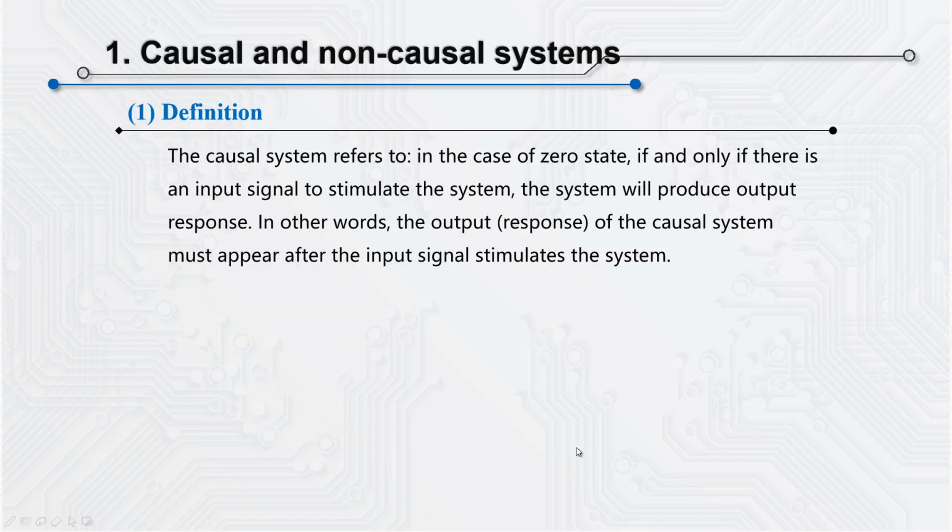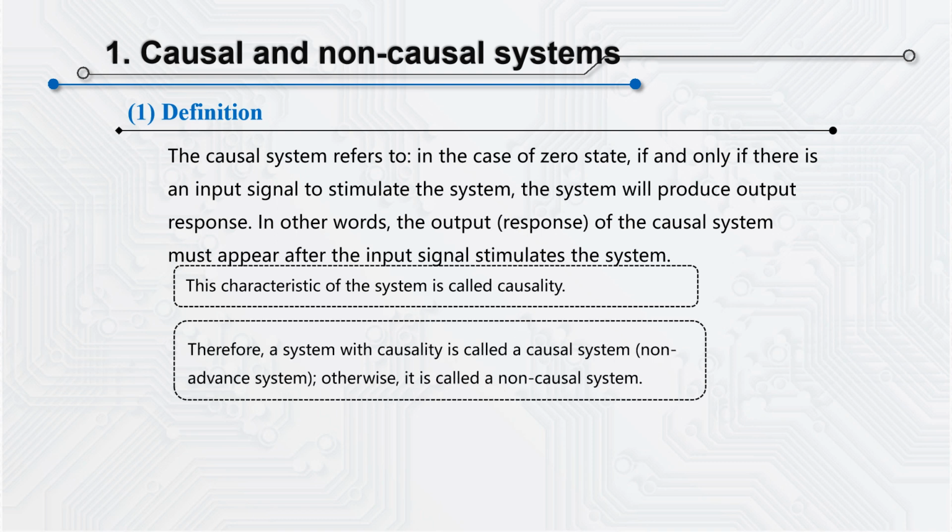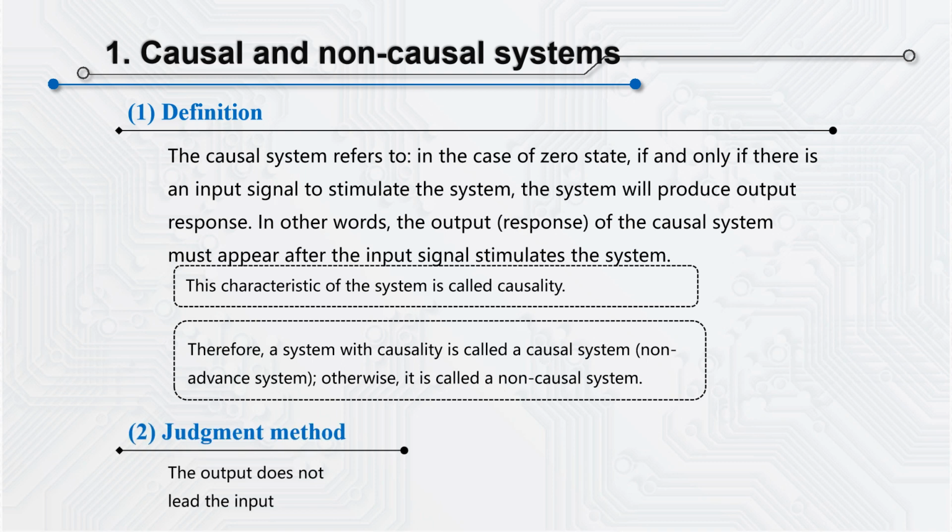First, let's look at the definition of causal and non-causal systems. A causal system refers to a system that, in the zero state, will produce an output response if and only if there is an input signal to stimulate the system. In other words, the output of a causal system must appear after the input signal stimulates the system. This characteristic of the system is called causality. Therefore, a system with causality is called a causal system or non-advanced system. Otherwise, it is called a non-causal system.